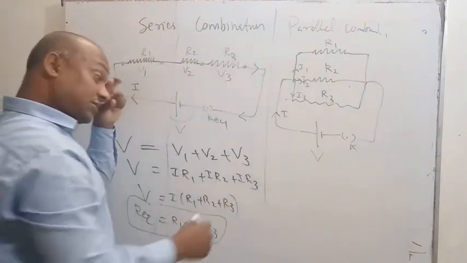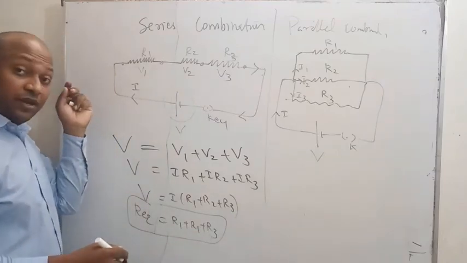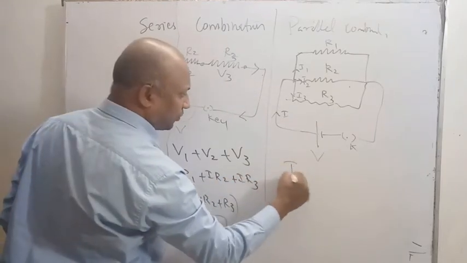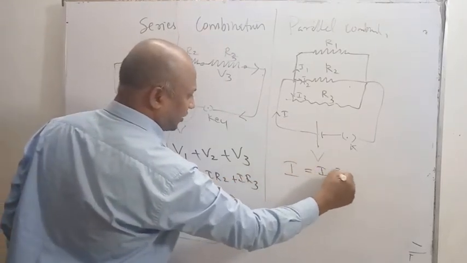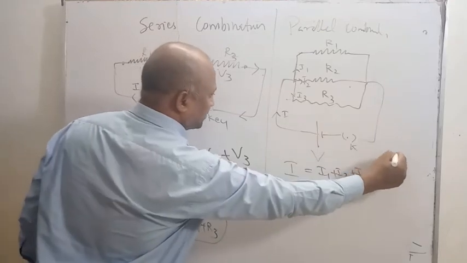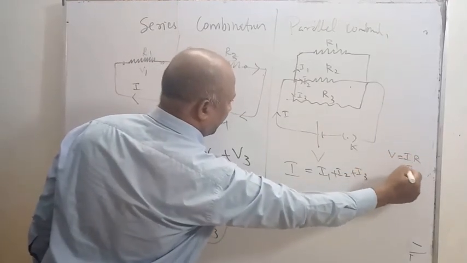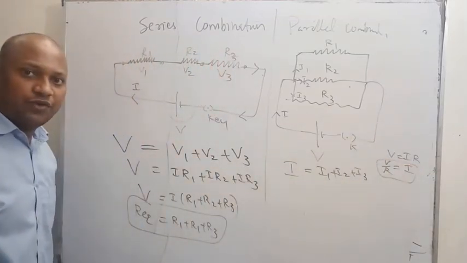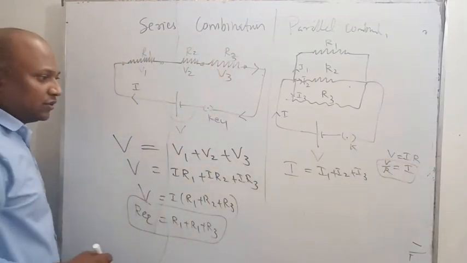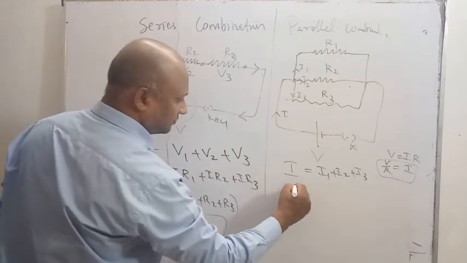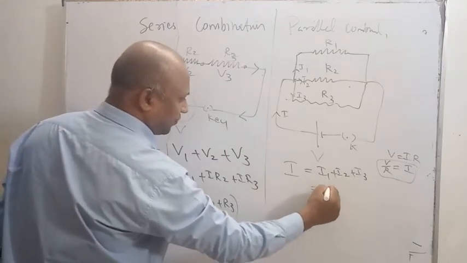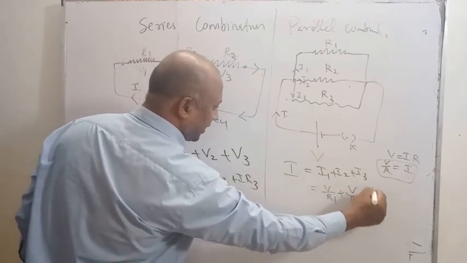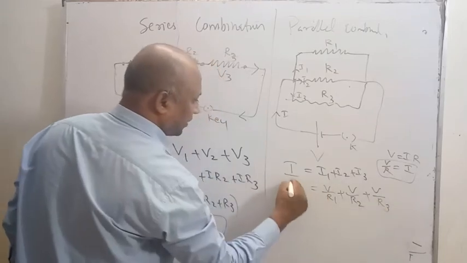So the potential difference across all these three resistors will be the same, but the current going through each will be different. So the total current I can write as I1 plus I2 plus I3, and according to Ohm's law V is equal to IR, and I can write as V upon R. So I1 can be written as V upon R1, I2 as V upon R2, and in all of them V remains the same, V upon R3.